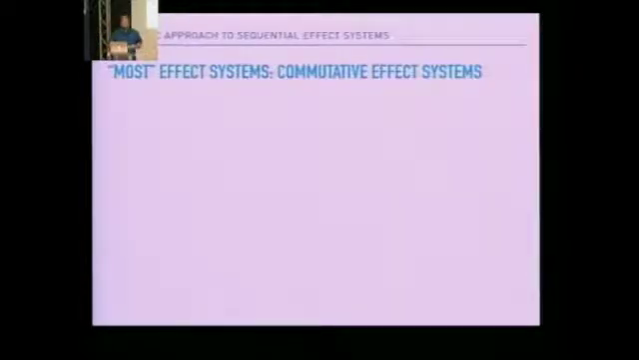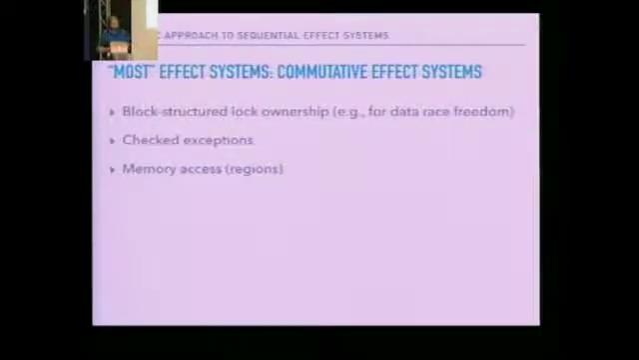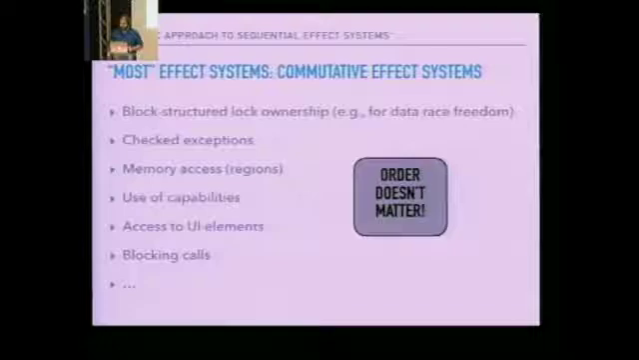Most effect systems fall into this bucket, which I'll call commutative effect systems to distinguish against the class I'm more interested in this talk. And so this is actually a surprisingly large space. You can get things like block structured lock ownership, checked exceptions, memory regions, capabilities, access to UIs, blocking your thread, and all sorts of other things. But the thing that they all have in common is that order doesn't matter for these systems. So these systems can't distinguish doing A before B versus B before A.